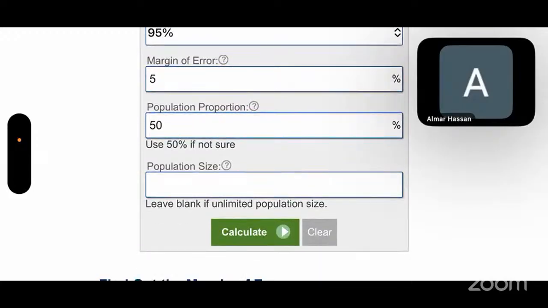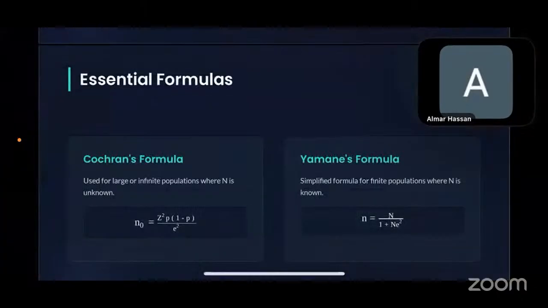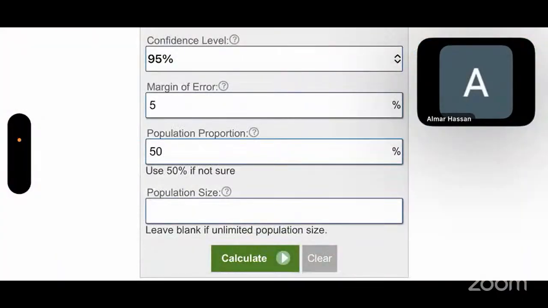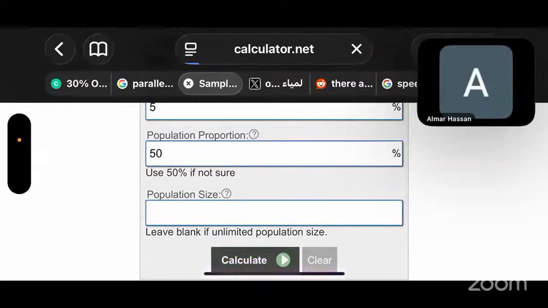This is exactly what Cochran was mentioning. This is where you use Cochran's formula. So here on an actual sample size calculator, you can simply just click this, right?